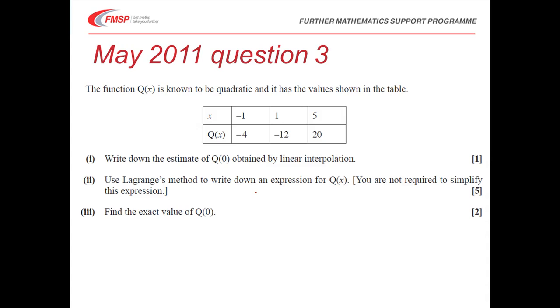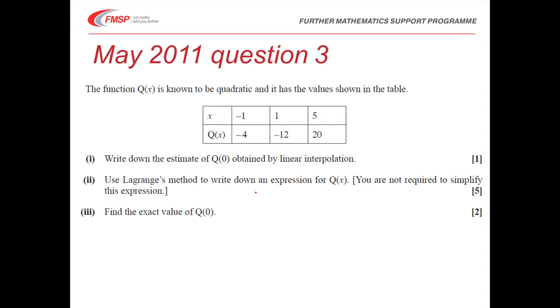Okay, so this one's a different question. It's a question 3. So the last question I'm going to look at is from May 2011, question 3, of the last straightforward question. So we've got a quadratic function. It's known to be quadratic. We've got to write down the value of Q0 obtained by linear interpolation. Now, this is not going to be that onerous to write down by linear interpolation. It's not really, just use your common sense. I'll show you how I did that.